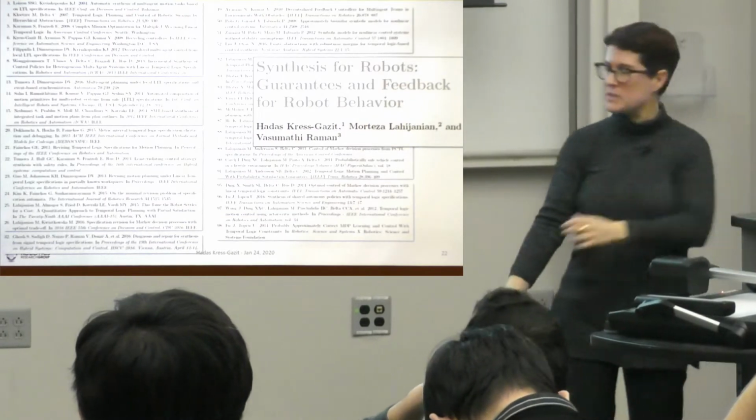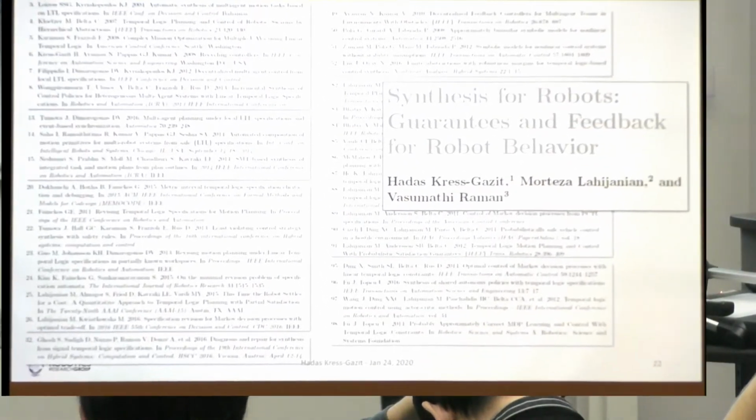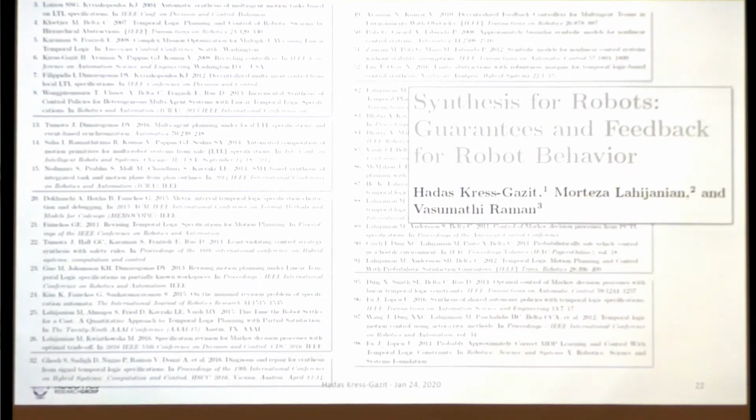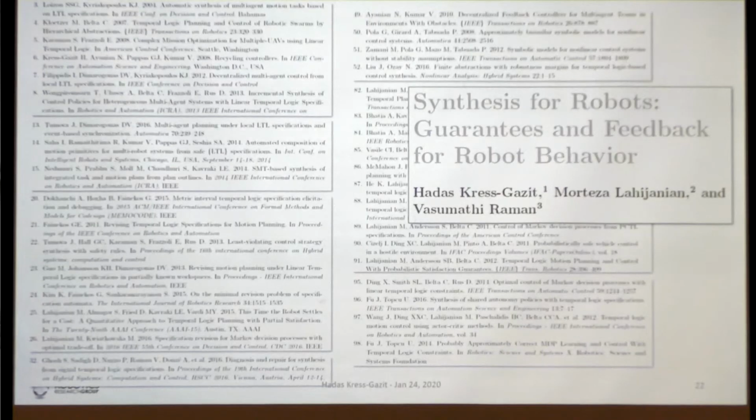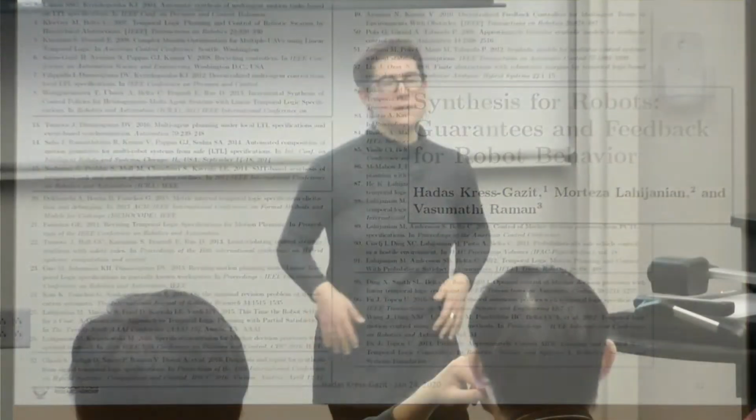So another, of course, shameless plug. My group is definitely not the only group that does this at all. There's a bunch of groups in the controls community and the HSCC community, the hybrid systems community within robotics. This is a survey that we wrote for Annual Reviews, 2018. And this has a lot of information about what people are doing in terms of abstractions, in terms of specifications, probabilistic systems, continuous representations, and so on.